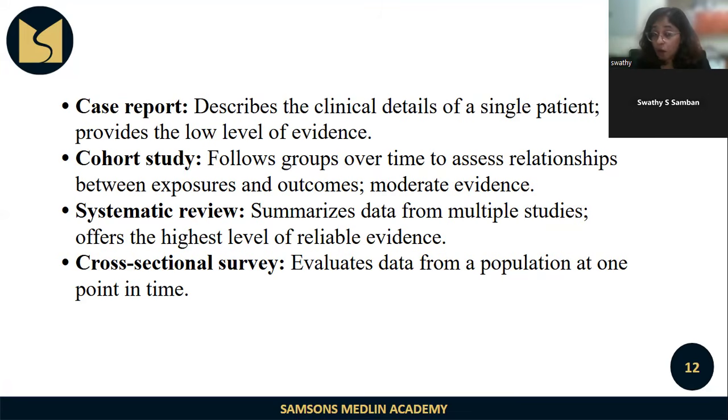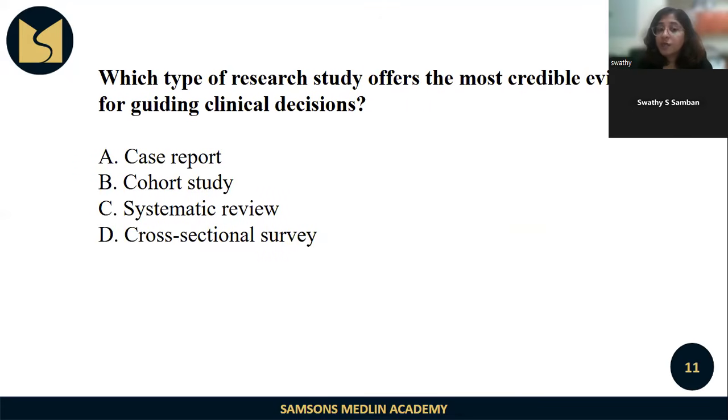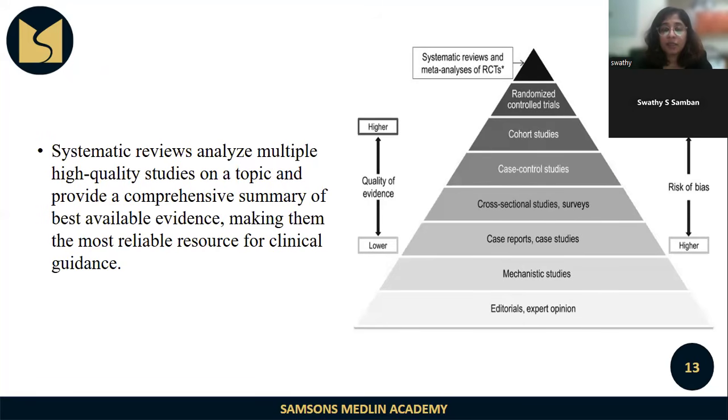That can be the possible option, but we have one more option left, which is the cross-sectional survey. A cross-sectional survey evaluates data from a population at a particular point in time. So we go into a population at a point in time, collect all relevant data and come out. So it happens only at a point in time. This is also good evidence, but not as good as a systematic review. So now what do you think the answer is? The answer is option C, which is systematic review.